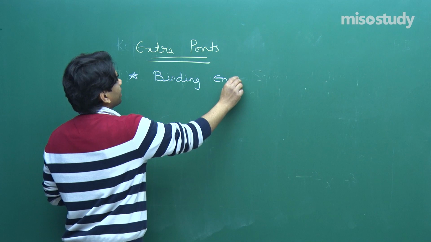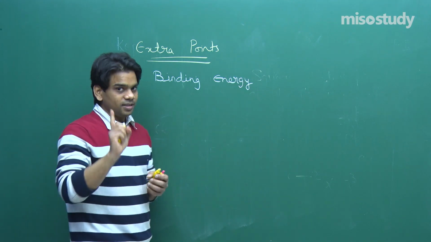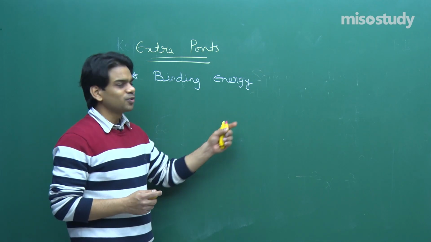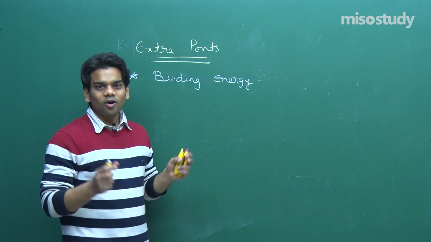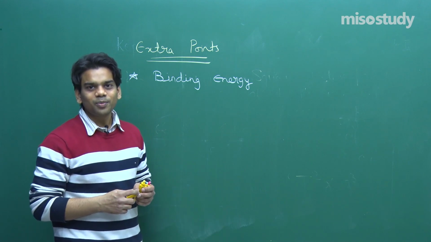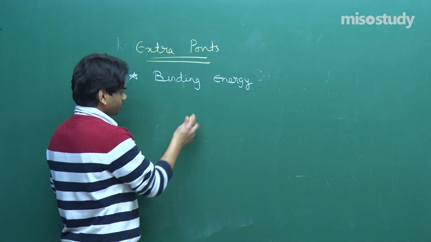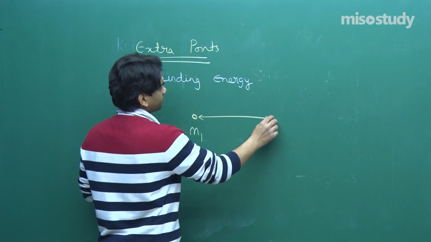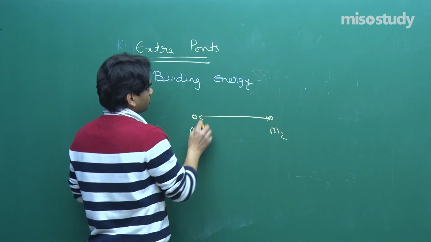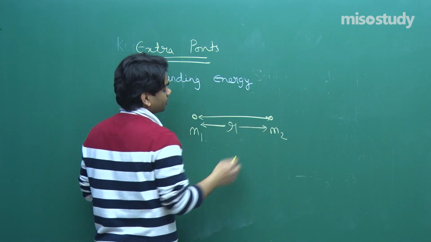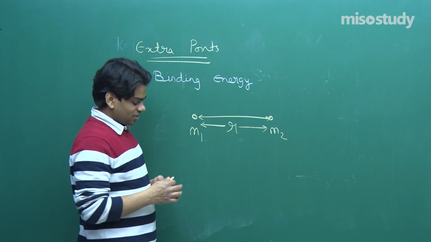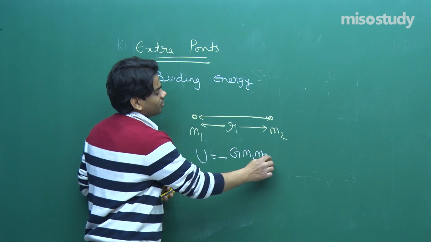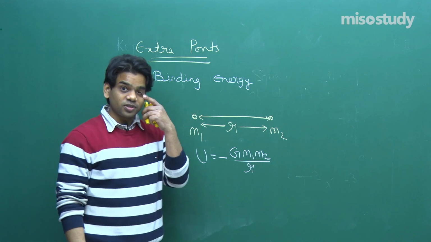Now what is binding energy? We know that for two objects separated by a distance, the potential energy of the system is given as minus G m m by r. So if I take two objects, let's say an object of mass m1 and a second object of mass m2, both with separation r between them, the potential energy of the system is given as minus G m1 m2 by r. This is what we know, the potential energy of the system.